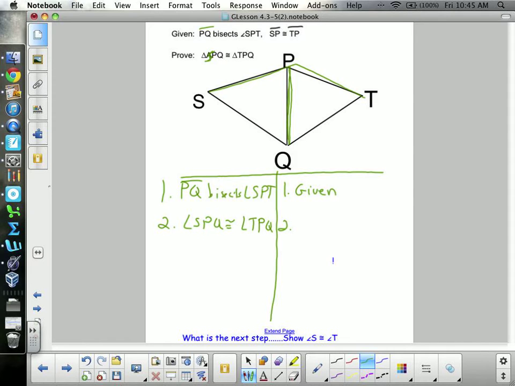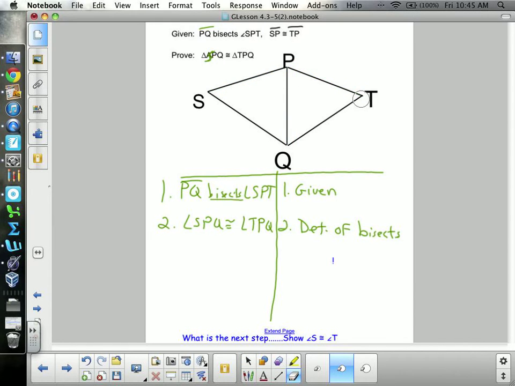And what's my reason? Definition of midpoint? No, definition of bisects. Oh. If you said bisection, I'd be okay. But since we use the specific word bisects, that's the word I'm working with, I guess. All right? So that's definition of bisects. That's great. I've got that. So I've used that given now. And I've got some congruent angles.